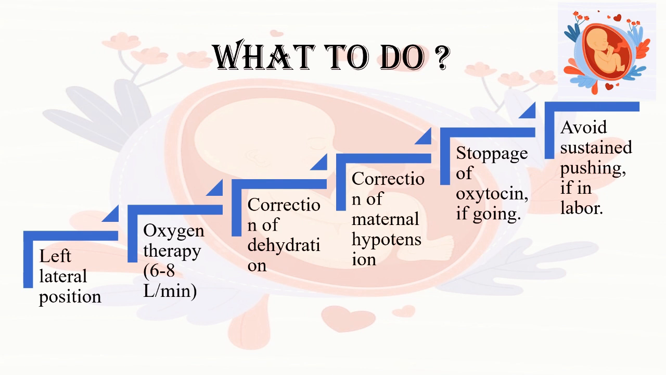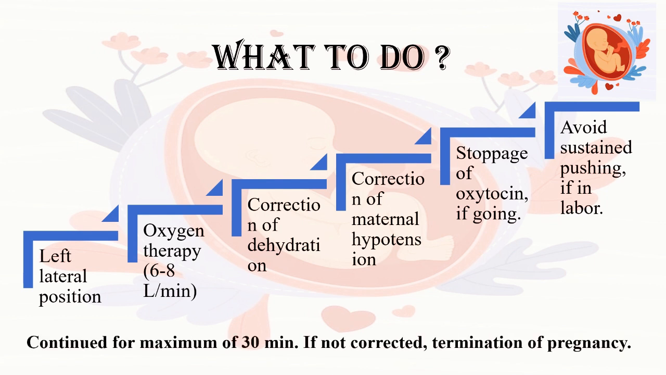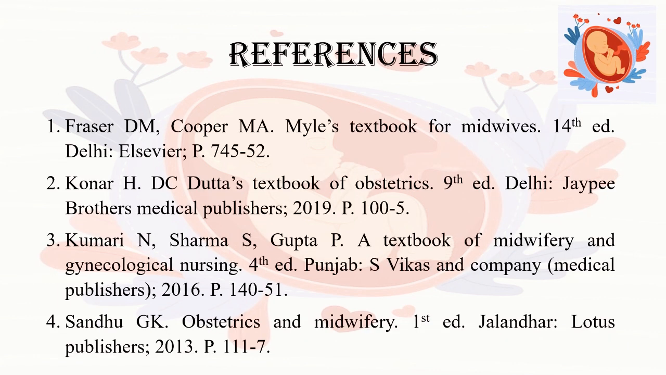If the mother is already in labor, we have to ask her to avoid bearing down effort to avoid sustained pushing. All these measures can be continued for a maximum period of 30 minutes in the intranatal period. If the situation is not corrected, the ultimate option is the termination of pregnancy. With this, we have covered almost all the aspects of cardiotocography. These are the few books you can refer to for further studies.